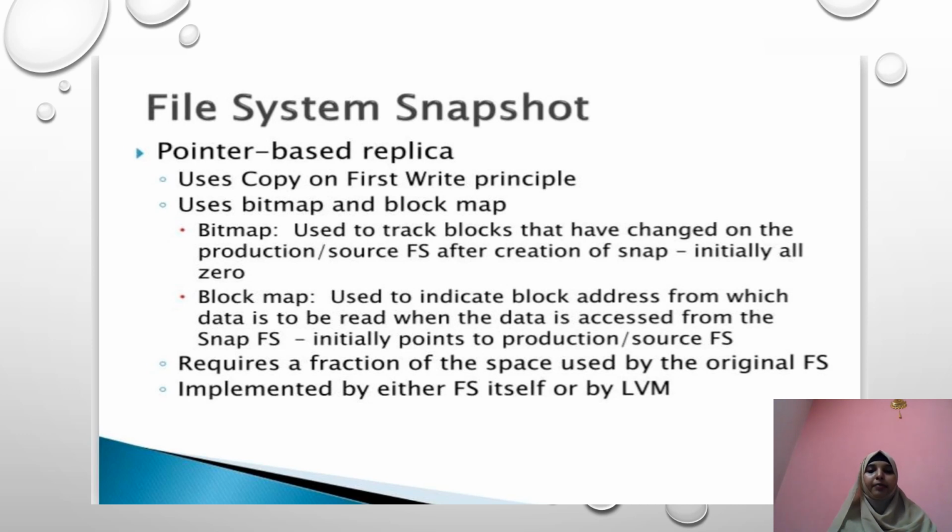The block map is used to indicate block addresses from which data is to be read and the data to be accessed from the snap file system. Initially, the snap of the production or the source's file system requires a fraction of the space used by the original file system, implemented by either the file system itself or by the LVM.